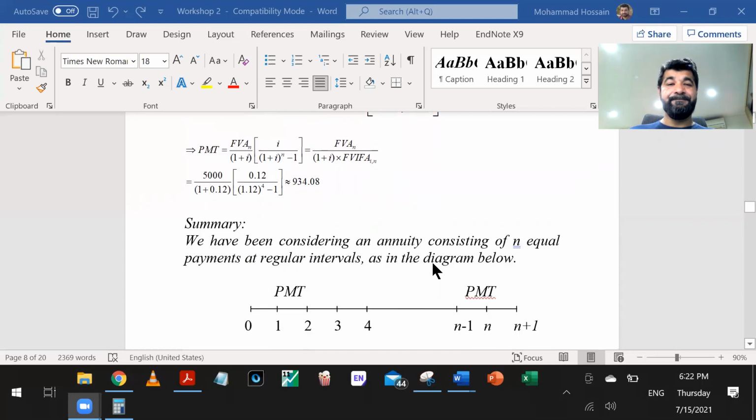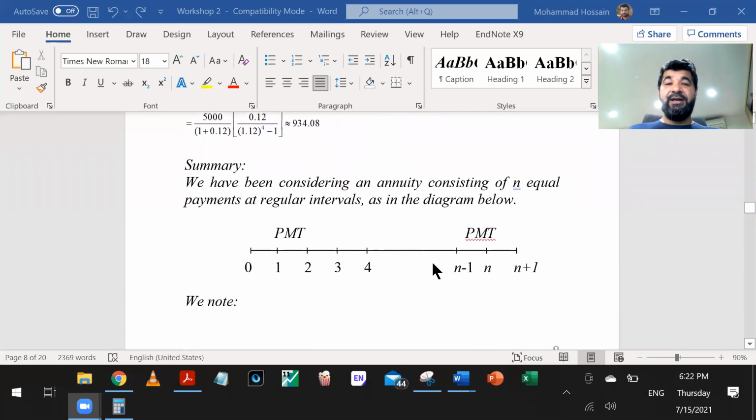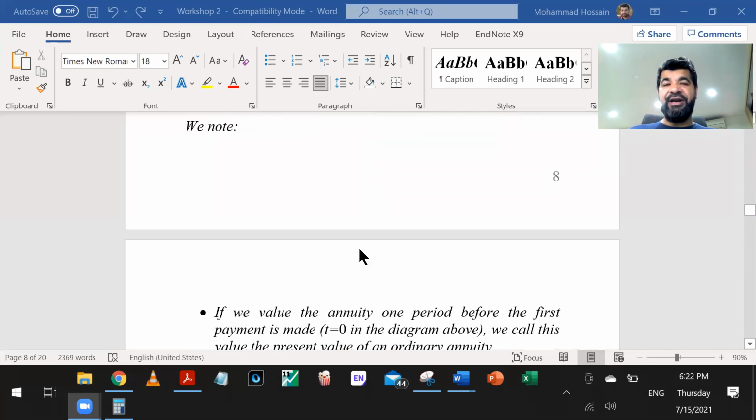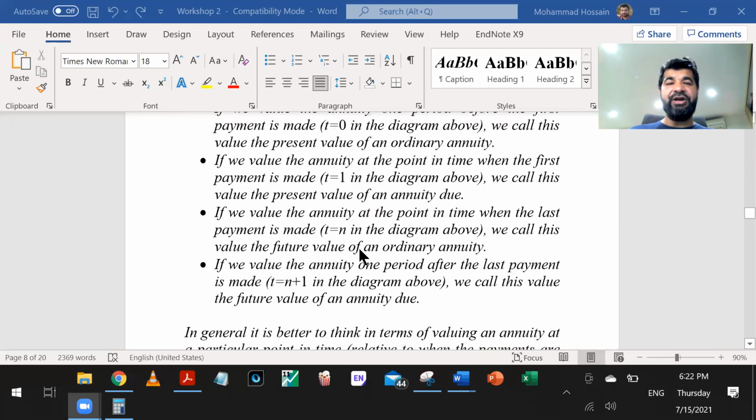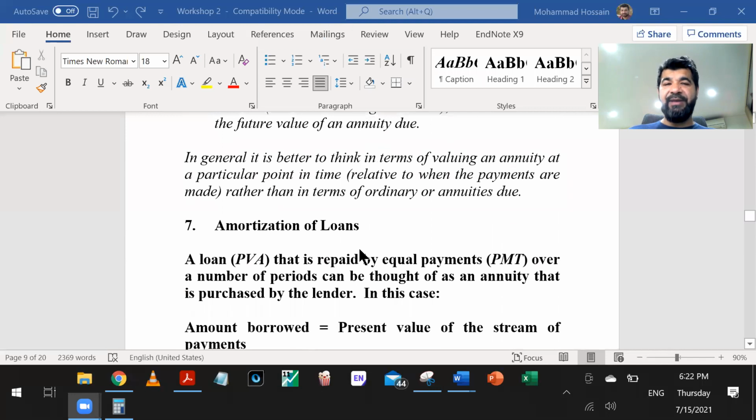Okay. All right, so two types of things we learn here: ordinary annuity and annuity due. In ordinary annuity, we make the payment at the end, and in annuity due, we make the payment at the beginning of the compounding period. Okay.